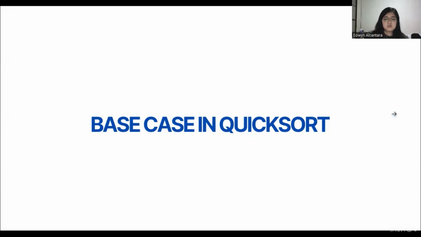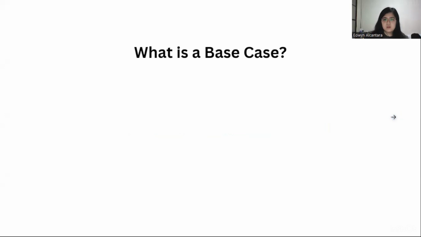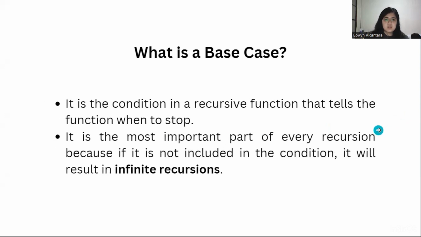Now that we've gone over the overview of how the Quicksort algorithm works and the strategies for selecting its pivot element, let us go over an important concept in every recursive function, which is the base case. First, let us briefly define a base case. So what is a base case? It is the condition in a recursive function that tells the function when to stop.